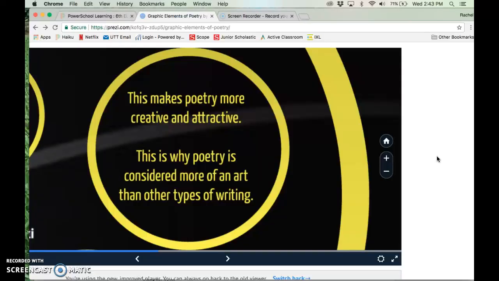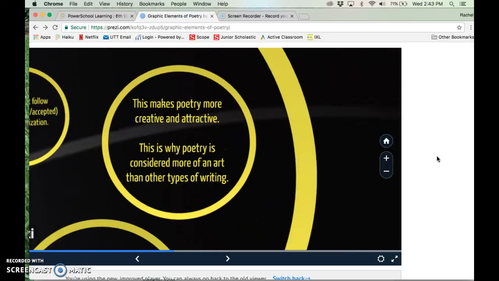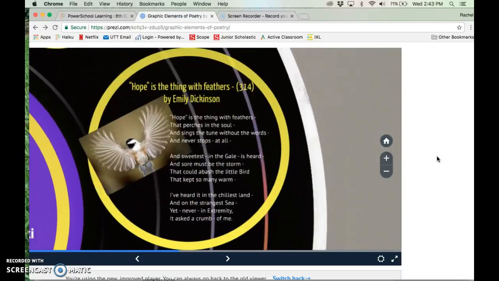This is why poetry is considered more of an art form than other types of writing, because authors really think stylistically about where they're placing different words and how they are delivering the words to their audience. So you'll see in this poem that Emily Dickinson is comparing hope to a thing with feathers, and that's a bird. So you'll see she capitalizes the word hope. She also capitalizes gale, which is a type of wind, and bird. And that helps the reader see the connection between hope and birds.